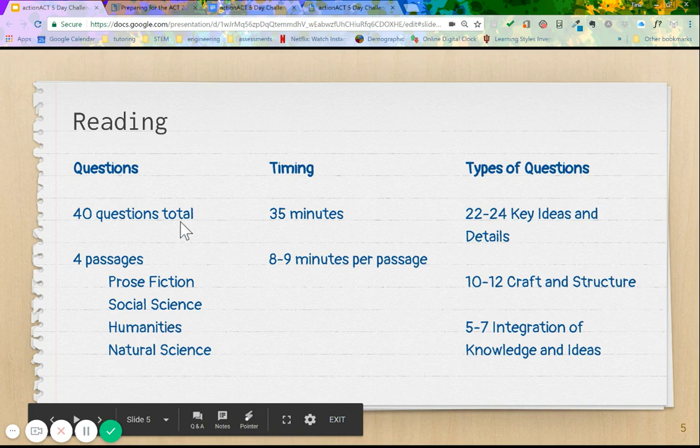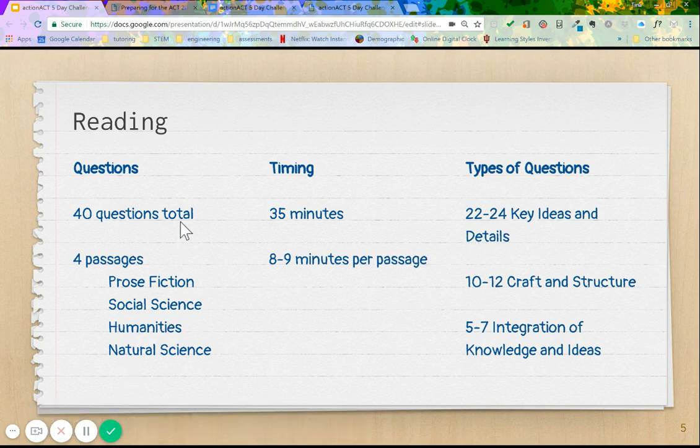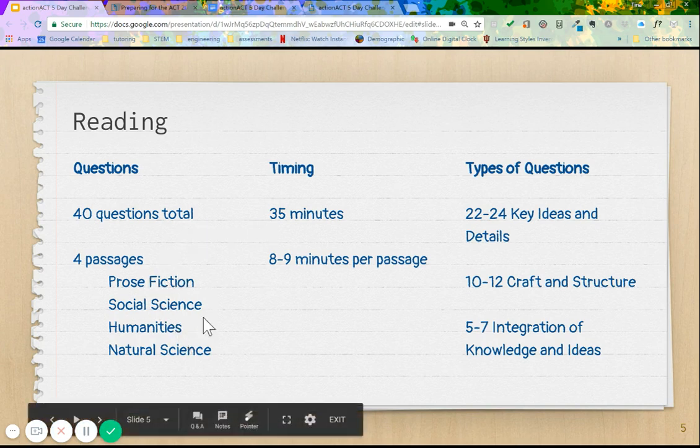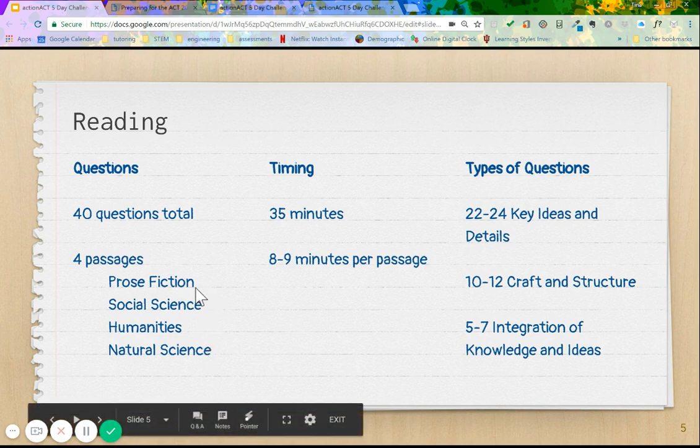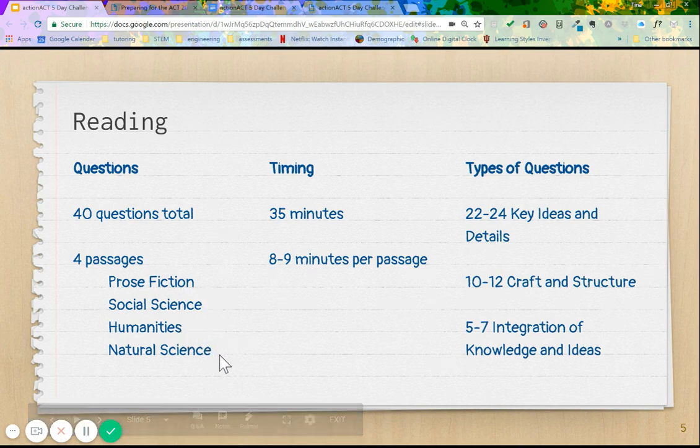All right, the next section is reading. Reading, you have 40 questions total in 35 minutes. It's broken into 4 passages. These 4 passages always appear in the same order. So first you have prose fiction, then social science, then humanities, and ends with natural science. If you're going to complete all 4 passages, you need to take about 8 to 9 minutes per passage.